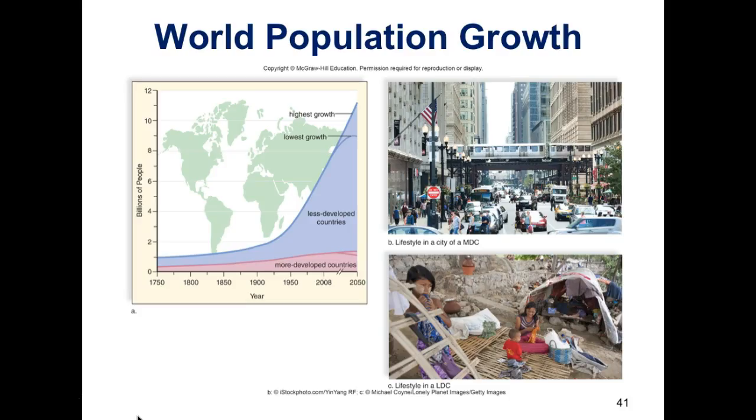If you look at the world population, here you can see the difference, highest growth and lowest growth. Here are less developed countries versus more developed countries, billions of people over a lifespan. Here is the lifestyle in a city of a more developed country. Here's the lifestyle of people in a less developed country.